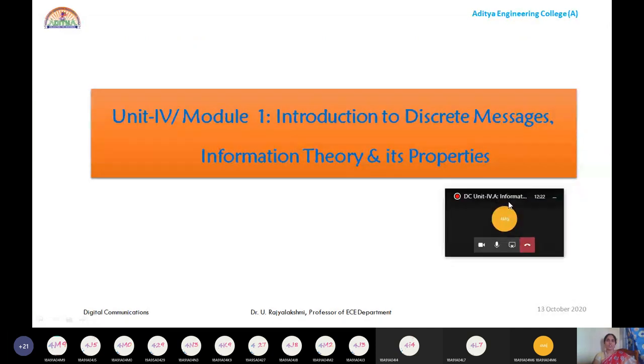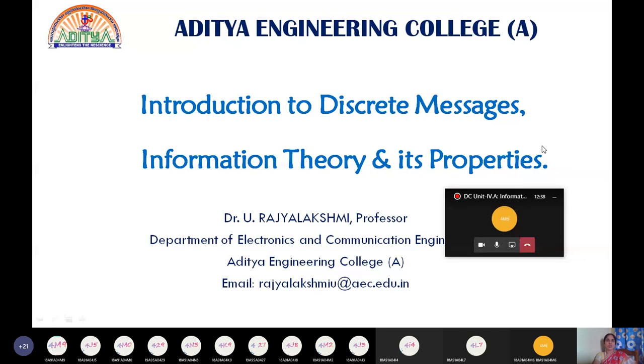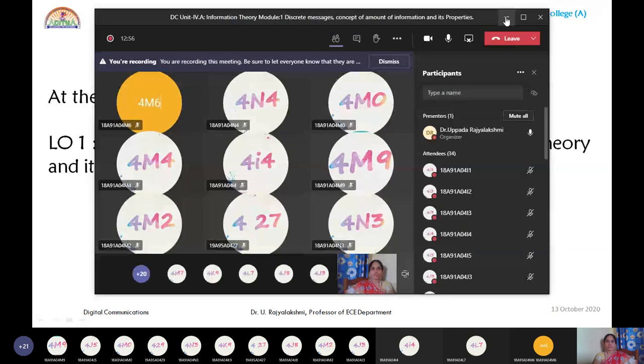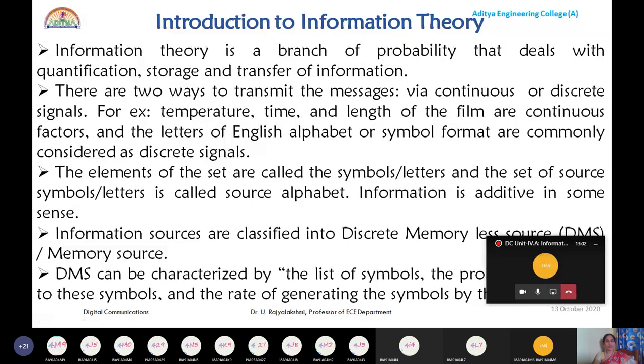Let us move to the introduction of part A for the fourth chapter. That is the introduction to information theory, and we'll discuss the properties of information. This is module 1 of chapter 4, part A. Here you will learn the concept of discrete processes, information theory and its properties. Actually, this is like theory, but you should know all the information, so that's why I have mentioned it here.